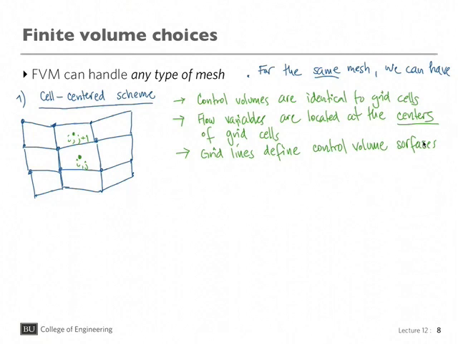So because the flow variables are located at the centers of the grid cells, it means that they are an averaged value over the grid cells. So if this is my grid cell, and I'm looking at the point ij, any variable, for example, uij, is actually an average in the grid cell. Same for any other quantity.